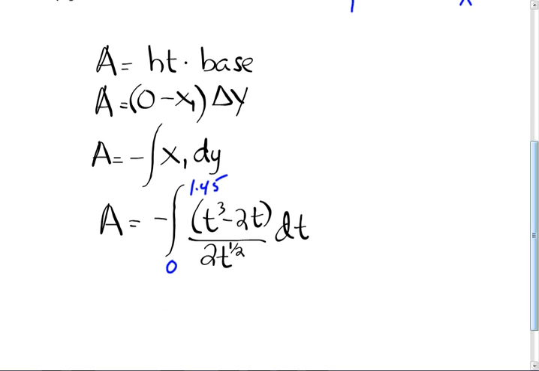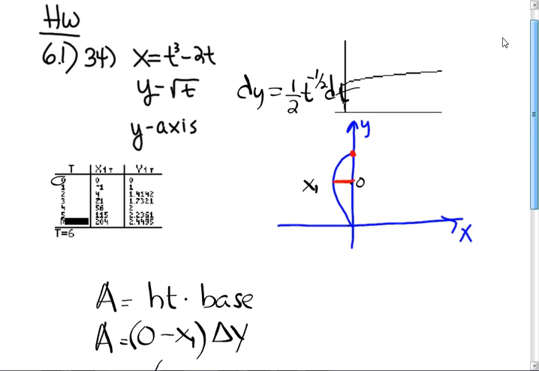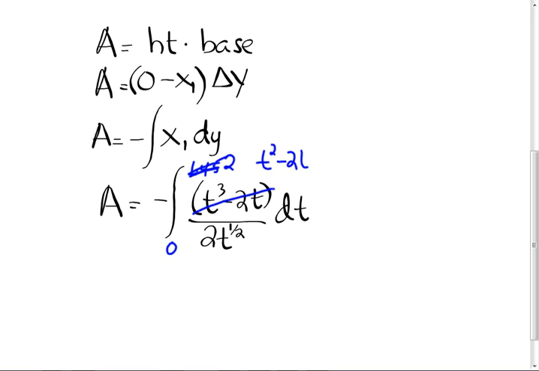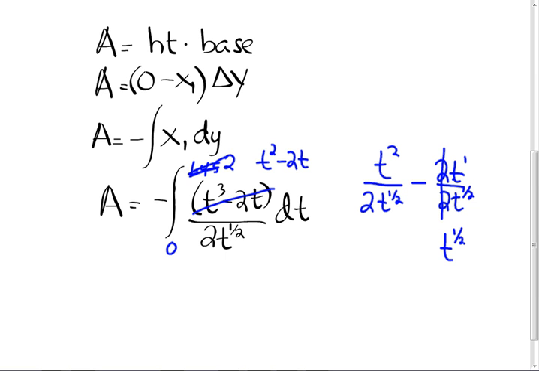Yeah, I guess it's going to be 2 because I copied it wrong. And that should be t squared minus 2t. Do you know how to simplify that? Can you integrate that by hand? Because it's t squared over 2t to the 1 half minus 2t over 2t to the 1 half. The 2's will cancel. What's t to the first over t to the 1 half? T to the 1 half. Now this is 4 halves minus 1 half is 3 halves. So t to the 3 halves. Then it's just a power rule.